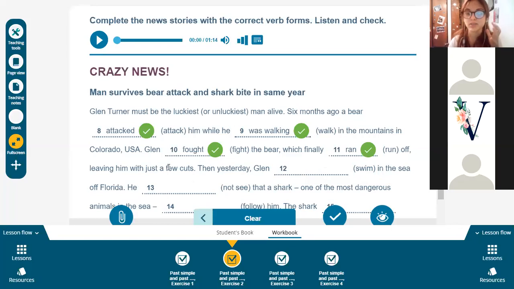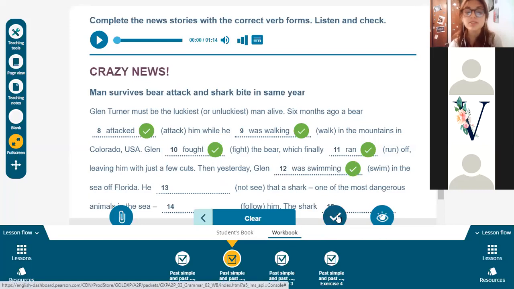Good. We're in the climax of the story. Let's see. Valen, Cuello. Then yesterday, Glenn swam in the Sea of Florida. Here we are setting the scene for another story. We have two stories in the same one because now we are covering the bear part, and now we move on to the sea. So I assume we're going to be talking about the shark. So we're starting. Then yesterday, Glenn was swimming in the sea. He was swimming in the sea. Now let's see what happened next.